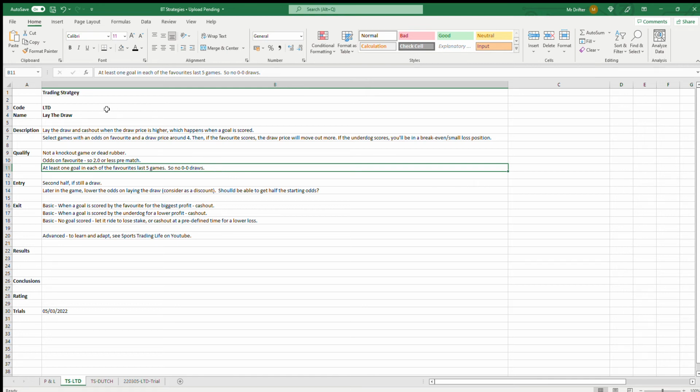0-0 draws on this strategy are the evil, the devil. It's the worst case scenario, because you're going to have to cash out at some point for a loss. If that's the end of the game and you let it ride until the very last minute in injury time, then you're going to make a loss of your liability. So if you put, say, £10 against the draw before the start of the game, and the draw was 4.0, your liability is £40, and you're going to lose that whole £40, even though you've only laid £10. You're going to lose £40 if that game ends 0-0.